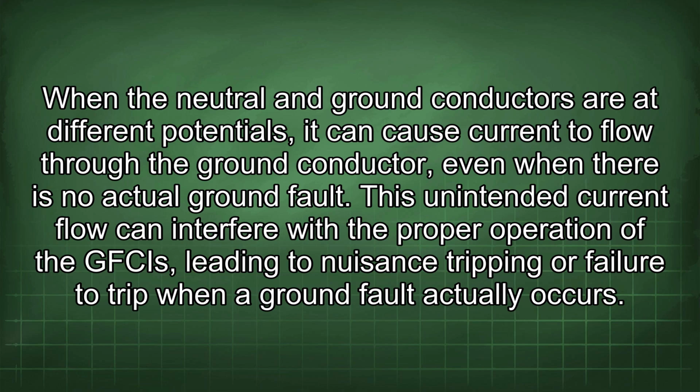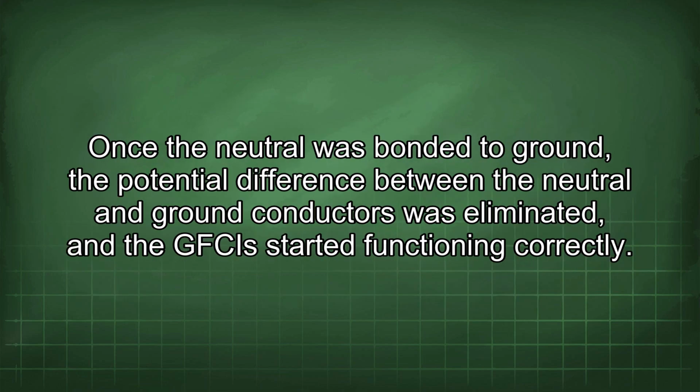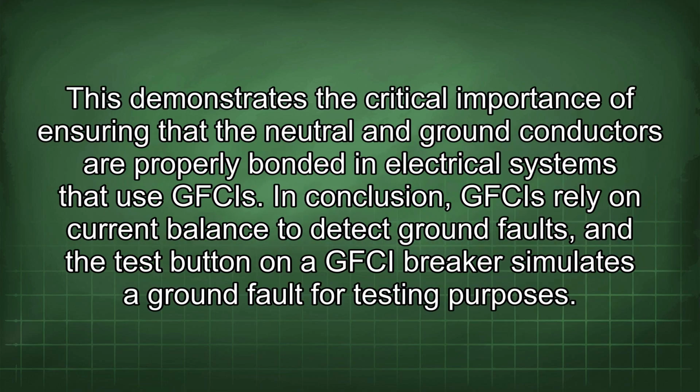This unintended current flow can interfere with the proper operation of the GFCIs, leading to nuisance tripping or failure to trip when a ground fault actually occurs. Once the neutral was bonded to ground, the potential difference between the neutral and ground conductors was eliminated and the GFCIs started functioning correctly. This demonstrates the critical importance of ensuring that the neutral and ground conductors are properly bonded in electrical systems that use GFCIs.